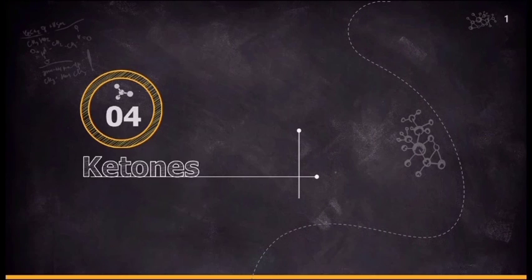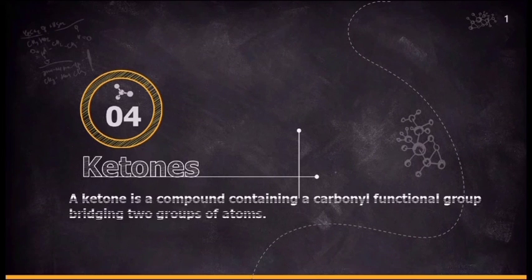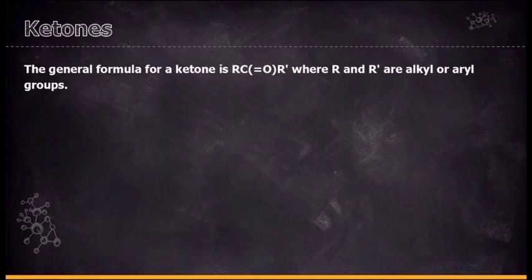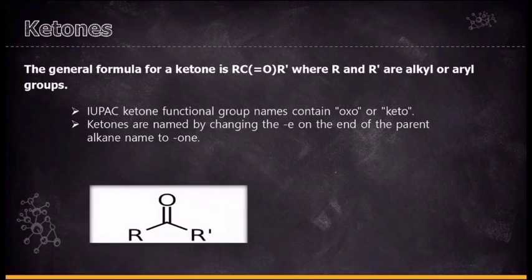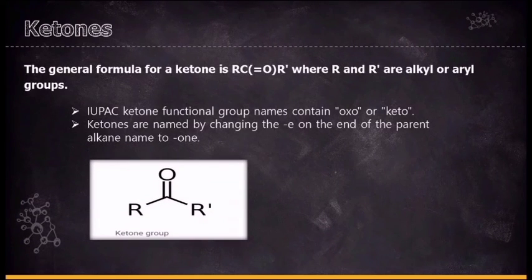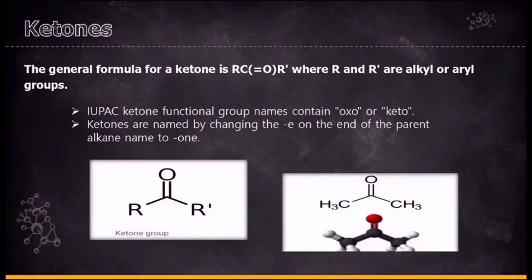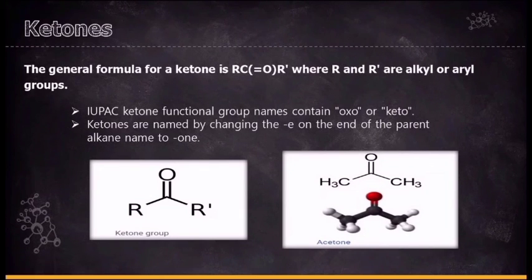Ketone. A ketone is a compound containing a carbonyl functional group bridging two groups of atoms. The general formula for a ketone is RC(=O)R1, where R and R1 are alkyl or aryl groups. IUPAC ketone functional group names contain oxo or keto. Ketones are named by changing the -e on the end of the parent alkane name to -one.